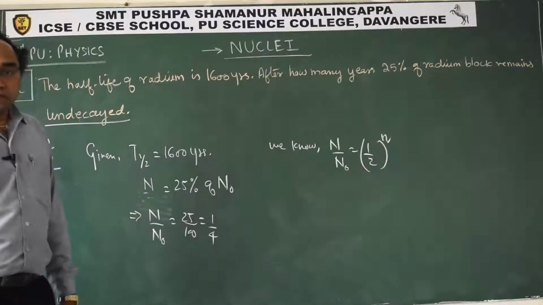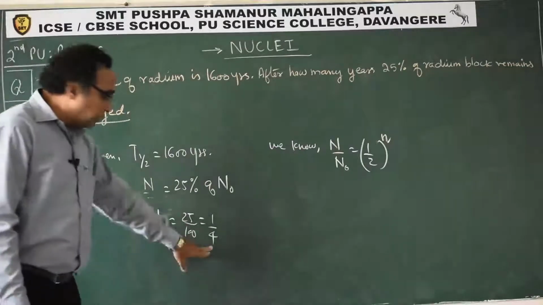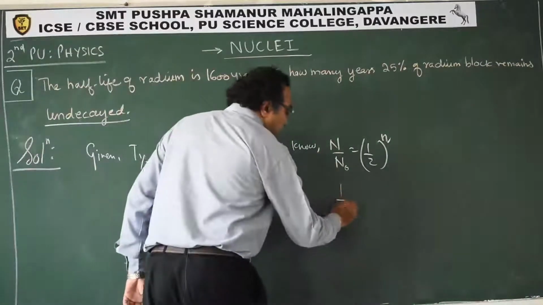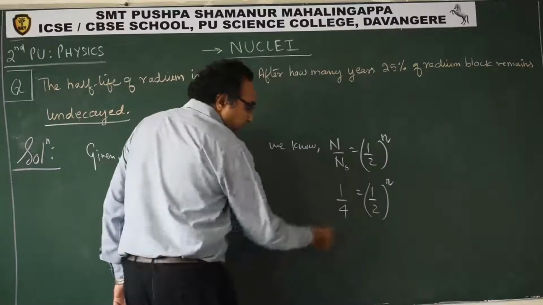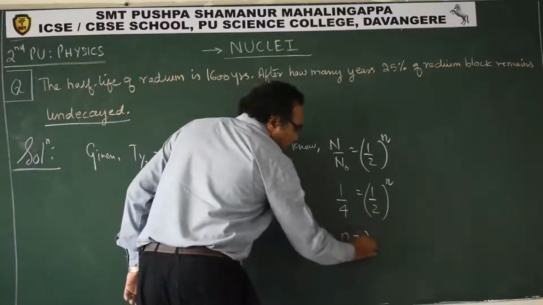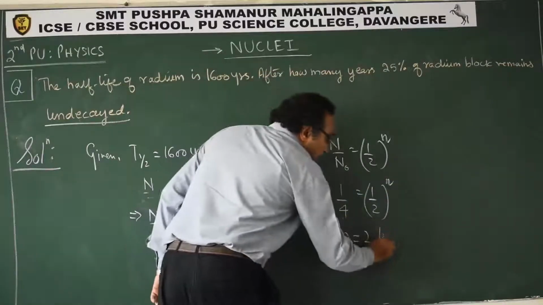Use that method. Now use that method. What is N by N naught given as? 1/4. So right here 1/4 is (1/2) to the power n. That means n is 2, that is 2 half-lives.